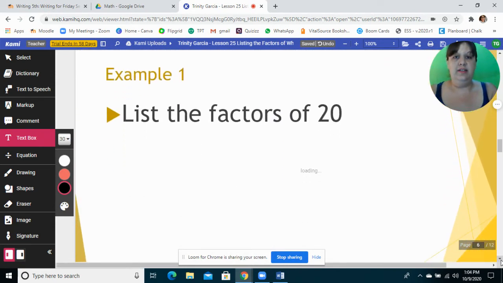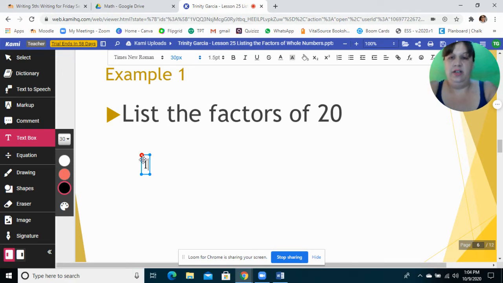Let's do one that's a little bit harder. List the factors of 20. Ooh, the factors of 20. There's going to be a lot, right? The factors of 20. Let's see. Well, just like the 6, we know that 1 can go into 20 with no remainder. We know that 2 can go in, right? 2 can go in how many times? 10 times, because 10 times 2 is 20.